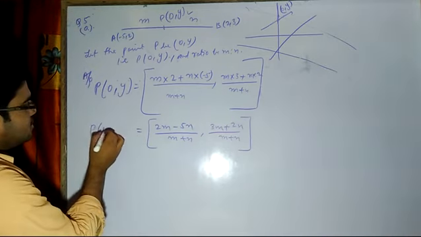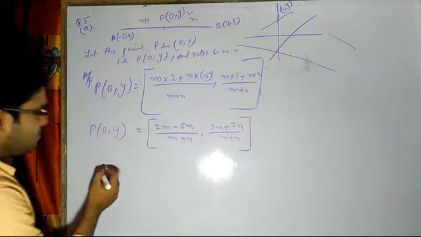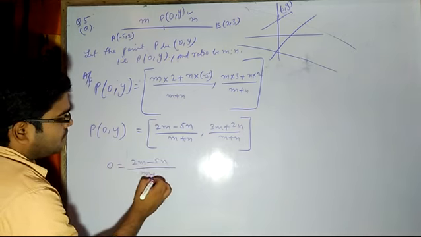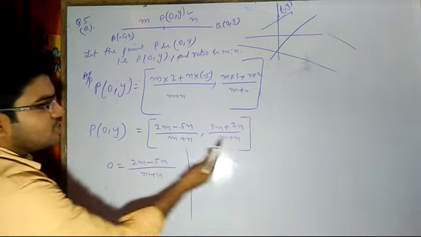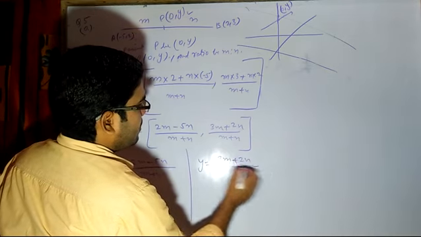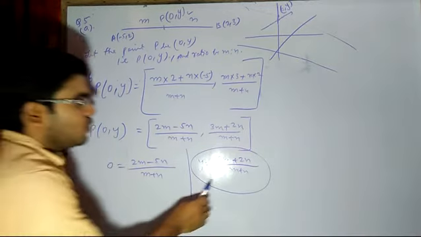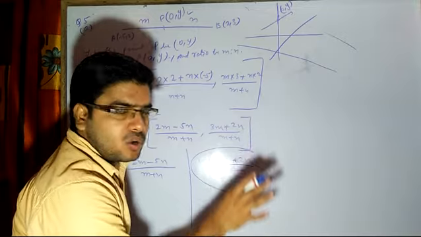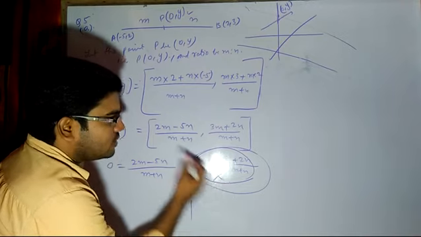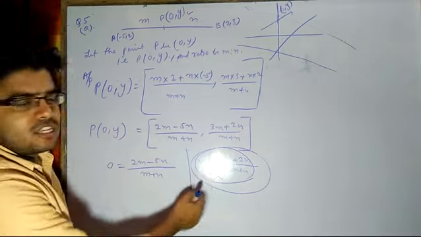Here you are having P (0, y). Now you have to compare abscissa with abscissa, ordinate with ordinate. That means you can write 0 is equal to (2m minus 5n) by (m plus n). And if you compare y is equal to (3m plus 2n) by (m plus n), will this comparison be useful for you? I will say no. Why? Because on this side m and n are unknown, on this side y is unknown. So how will you find the value? So no need to compare with this one. You can write it like this, but it is of no use.